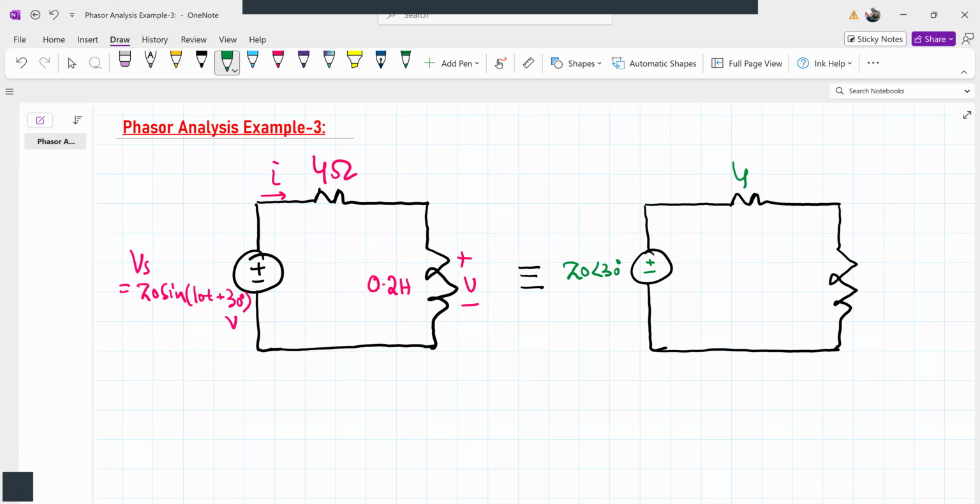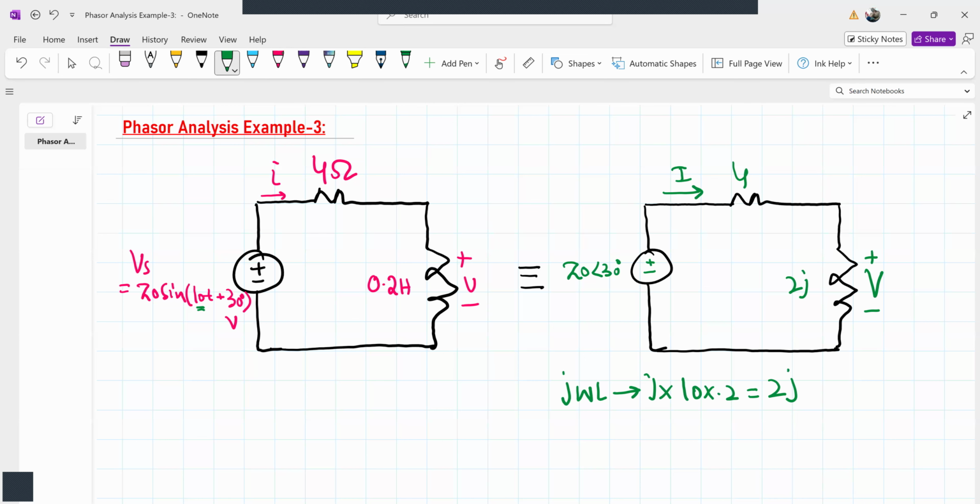So the resistor is replaced by 4. And what will the inductor be replaced by? The inductor will be replaced by j omega L. Omega here is 10, as you can see from the source, so it's 10 multiplied by 0.2, which is equal to 2j. So the impedance offered by the inductor is 2j. Now we'll write V as capital V, and I as the phasor capital I.